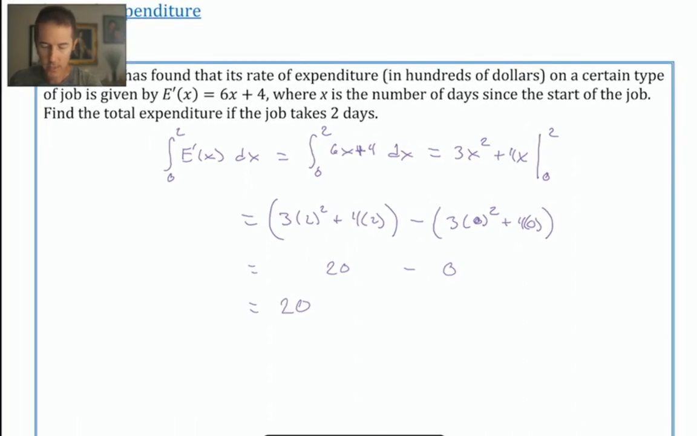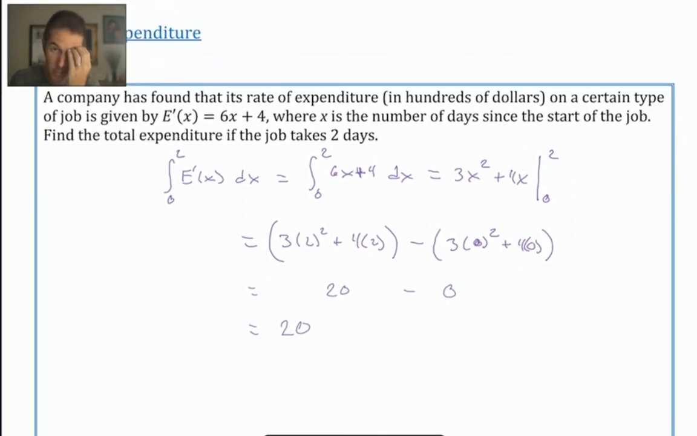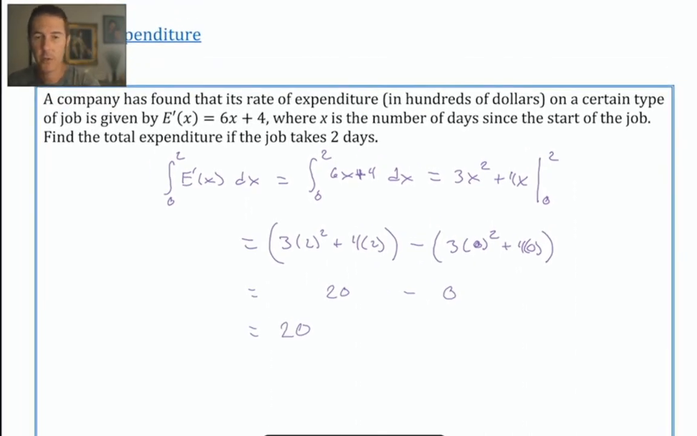So is our final answer actually 20? This problem says that a company has found that its rate of expenditure in hundreds of dollars, where x is the number of days, so hundreds of dollars. I would be willing to bet that this is $2,000. So if I'm typing in my answer online, I would probably type in 2,000.